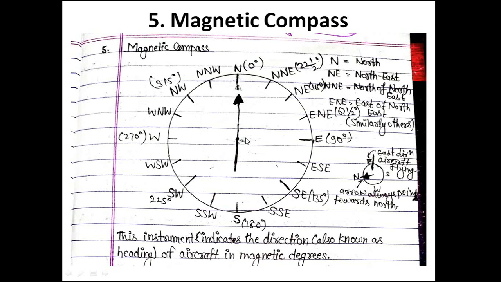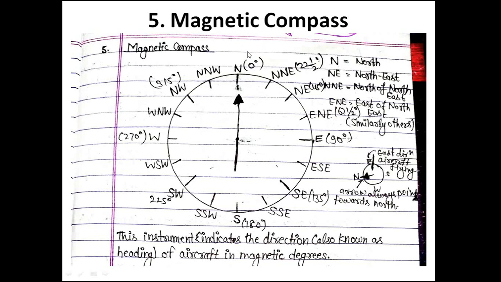Now this is the magnetic compass. Here I have shown the needle which always points towards the north. I have not shown the aircraft model, but in an actual magnetic compass you will get both. One arrow will be fixed, and the aircraft model will rotate towards the same direction in which your aircraft is flying.